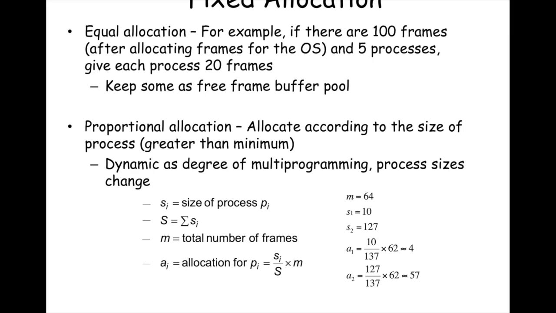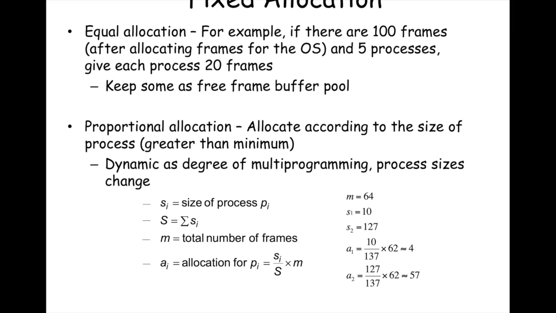Another approach is called proportional allocation, or equal priority, where the number of frames each process gets is dependent upon the size of the process. So in this proportional allocation scheme, it depends on the size of the process, greater than some minimum that is needed for all processes. And this is dynamic. It changes as the degree of multiprogramming and the process sizes change.